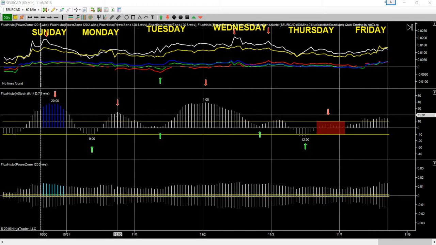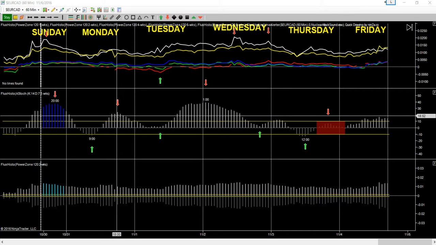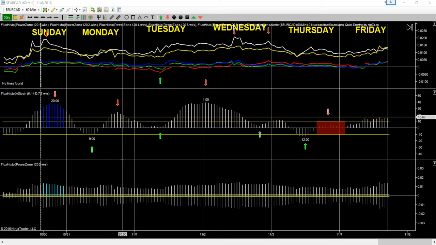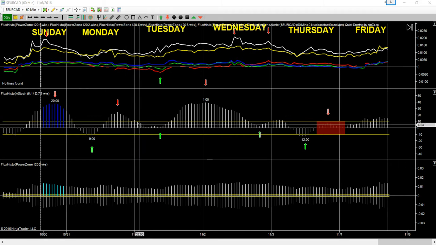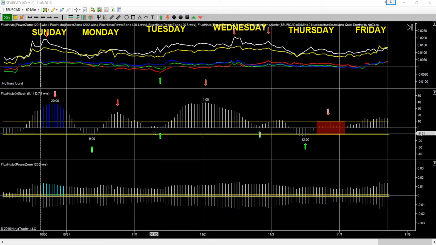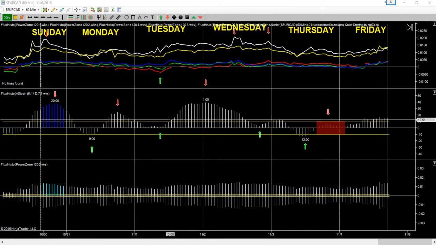Okay, and then we have a peak move out on the histogram here. It looks like it's going to be about 7 o'clock that Monday evening, going into the Asian session, and then it looks like we're going to go down some more. This looks like a lower high, but then we're going to go into Tuesday, and it looks like it's going to make an up move here.